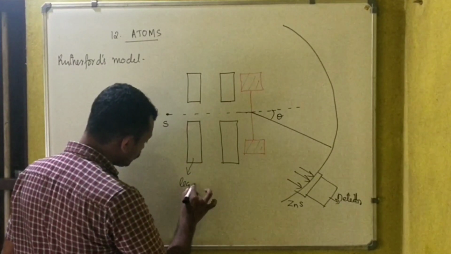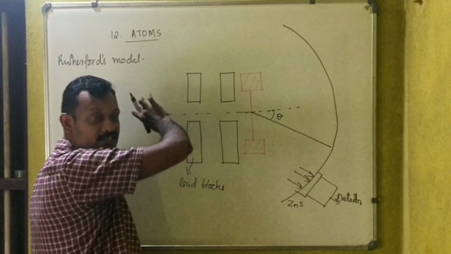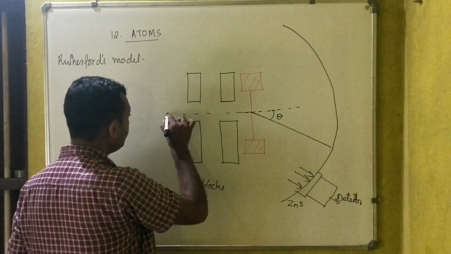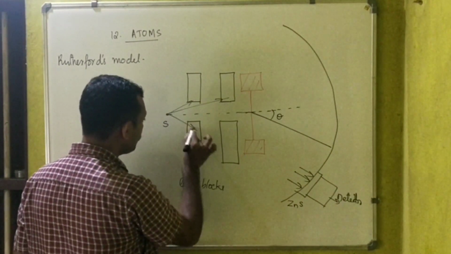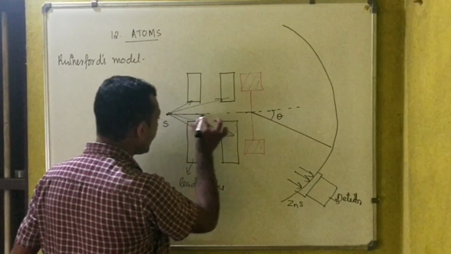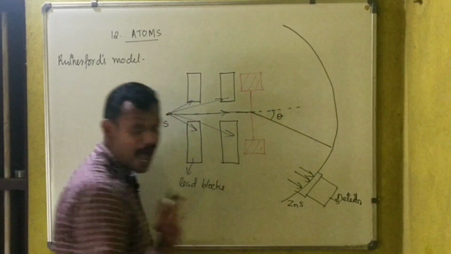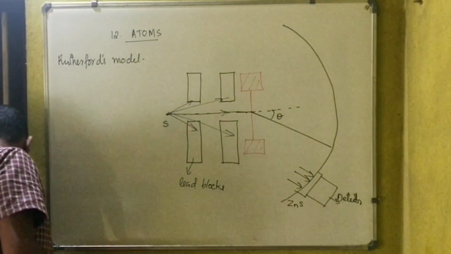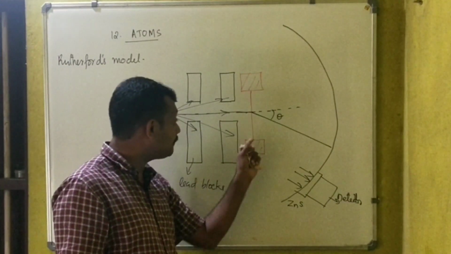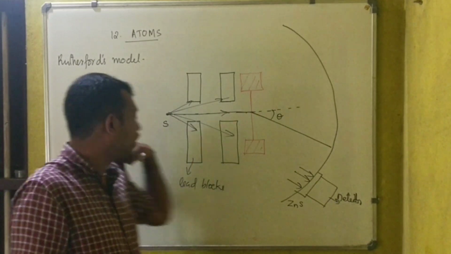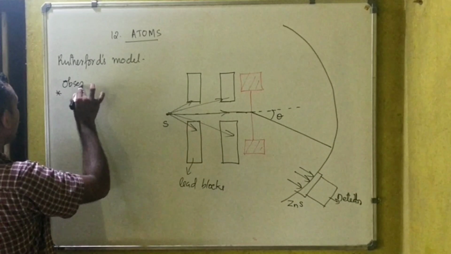The purpose of the lead blocks is to absorb those alpha radiations which are moving at an angle. If you consider an alpha particle like this, it will be absorbed here, absorbed here, absorbed here. So the lead blocks allow the alpha radiations to move as a narrow beam and strike the thin gold foil. Okay, let us find out the observations of Geiger and Marsden.